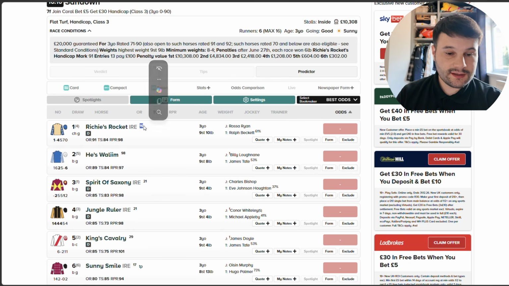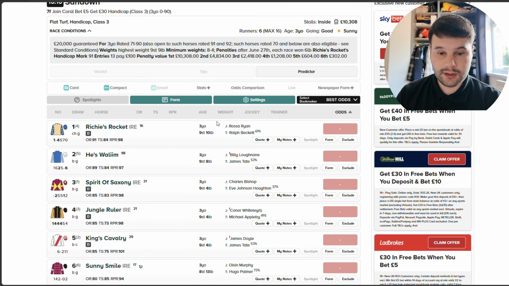The 16 is basically how long the horse has had up between runs. So this horse will have been seen 16 days ago. 3-year-old, obviously the horse is 3 years old. 9 stone, 10 pounds is what the horse is carrying. And then you've got the jockey, Ross Orion, and obviously the trainer here, Rafe Beckett.